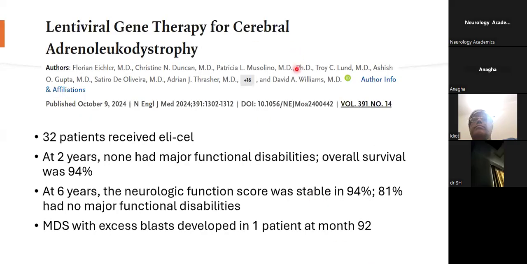The trial that looked at the efficacy of this therapy was published in NEJM in 2024. In this trial, 32 patients received the eli-cel therapy, and at 2 years, none had major functional disabilities, and overall survival was around 94%. At long-term follow-up at 6 years, the neurological function score was stable in around 94% of the patients, and only 81% of the patients had no major functional disabilities. However, MDS with excess blasts developed in one patient at month 92.